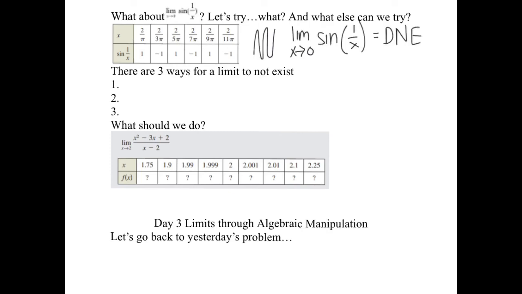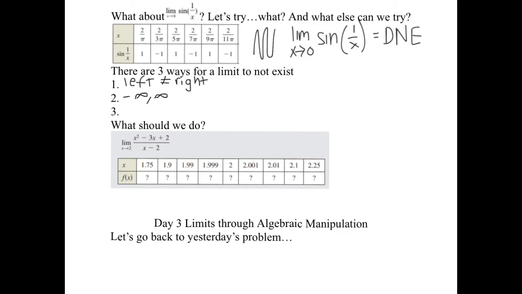So now let's talk about the 3 different ways that we can conclude a limit does not exist. The first one we figured out yesterday, and that was when the left limit did not equal the right limit. The second one is on a technicality, and that's going to be whenever you have infinity as an answer, because remember, infinity is not a number.